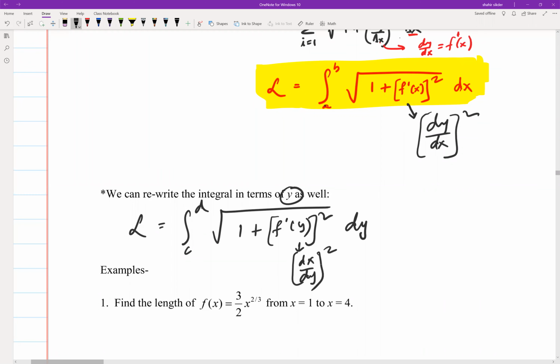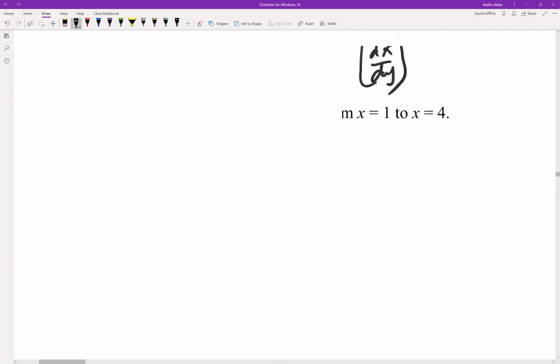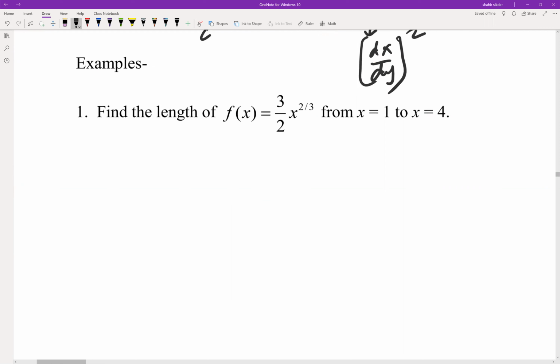Okay, let's look at an example. So here's our integral problem. Find the length of the function 3/2 x raised to the 2/3 from x equals 1 to x equals 4. However the curve looks like, we want to find out the length of that curve from this region x equals 1 through x equals 4.